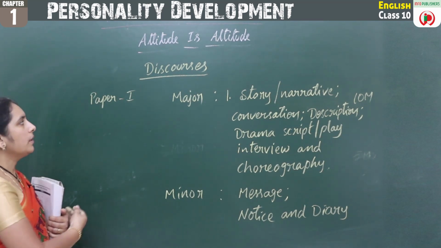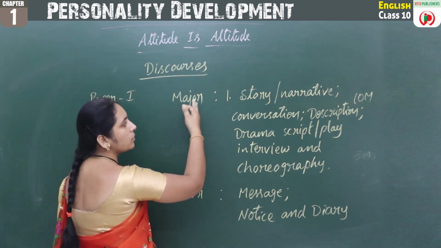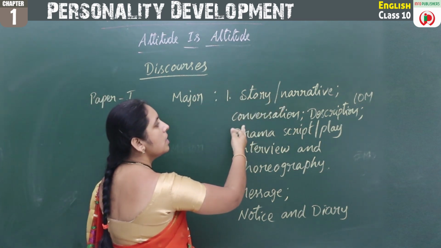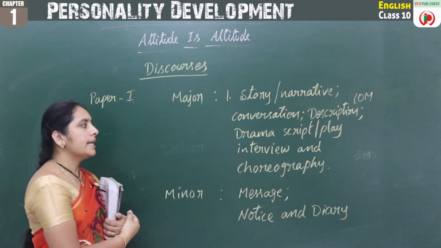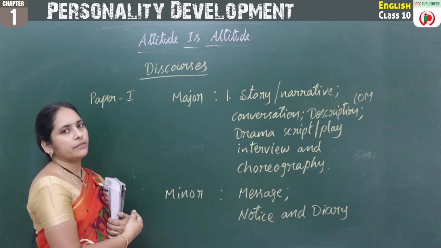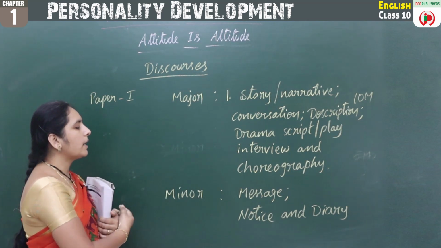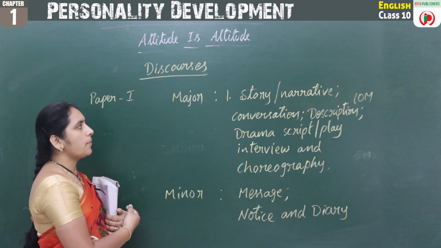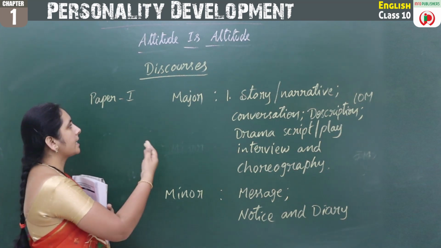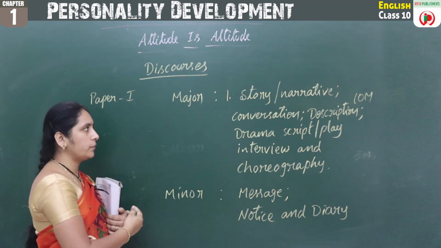Okay. So in Paper 1, major discourses are story or narrative, conversation or description, drama script or play, interview and choreography. The minor ones are message or notice and diary entry. These are the topics we have. Now I will explain what we have in Paper 2.